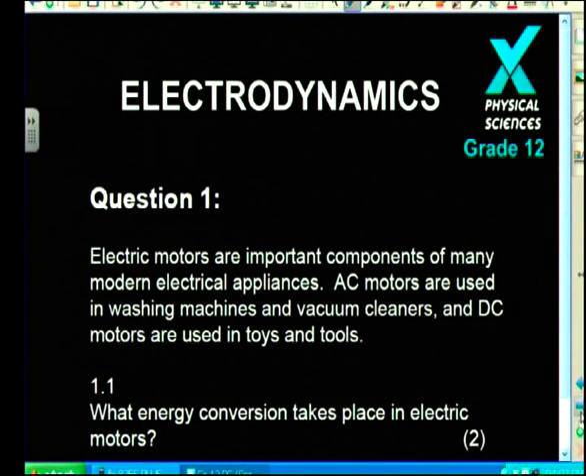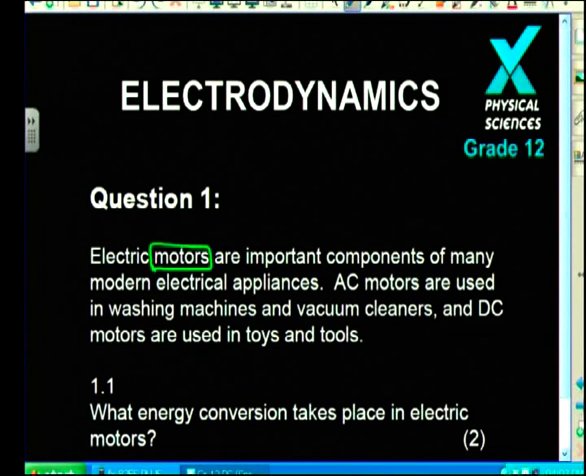What we have here says to us, electrical motors are important components of many electrical appliances. So what you do is you go, okay, I'm looking at electrical motors. So we go, fine, it's a motor, which means there's going to be a current in my coil. I'm not creating the current, there's going to be a current in the coil. That current, when it interacts with the magnetic field, is going to cause the coil to turn. AC motors are used in washing machines and vacuum cleaners, and DC motors are used in toys and tools.